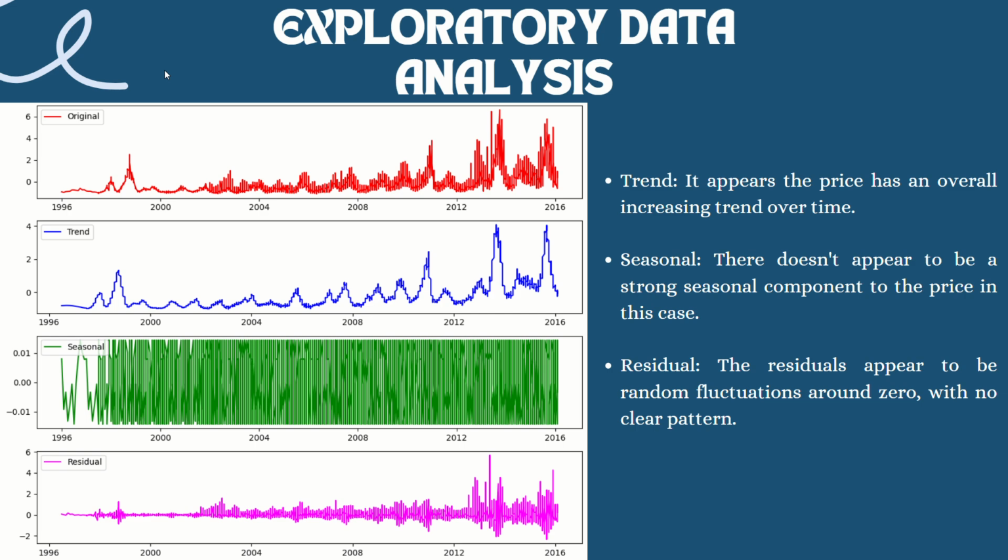And coming to seasonality, which refers to the repetitive pattern in the data over a specific period, we can see it does not appear to be a strong seasonal component to the price in our case. And residual, which is the part of data which is left after accounting for trend and seasonality, it appeared to have random fluctuations around zero, though no clear pattern is visible, and is spotted using the magenta graph.